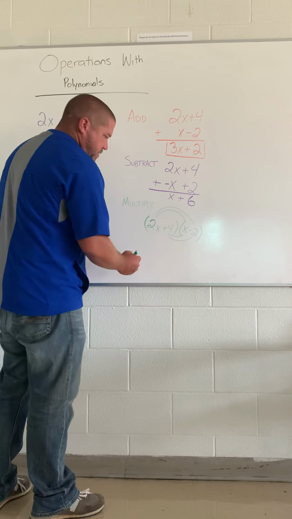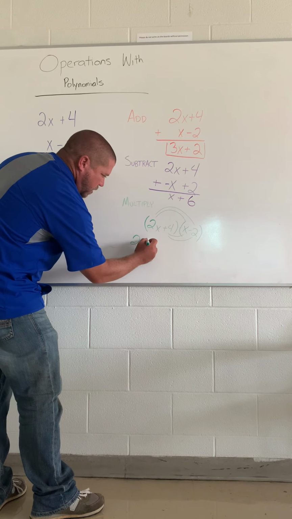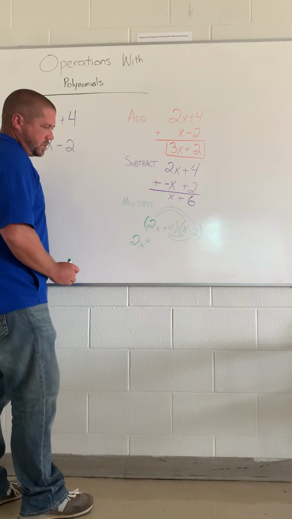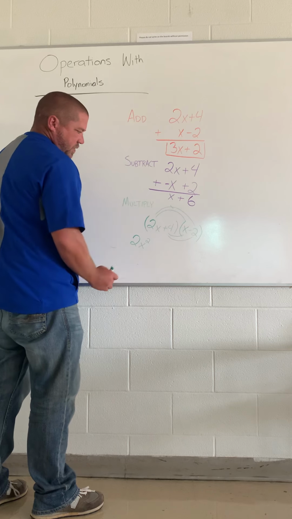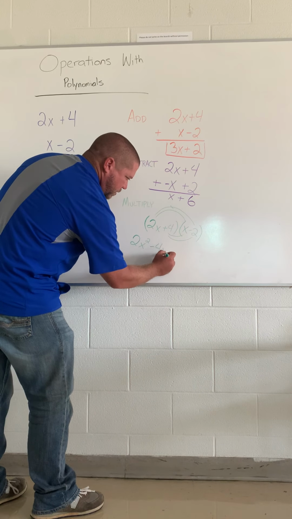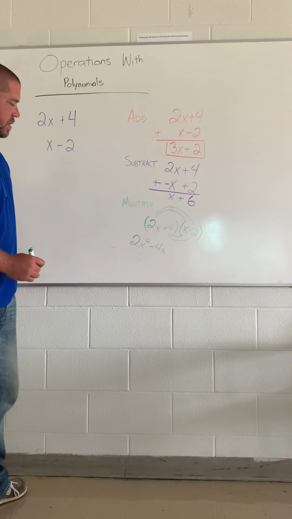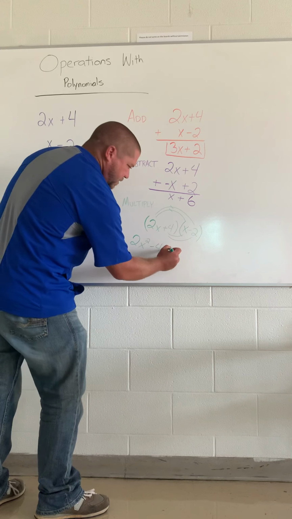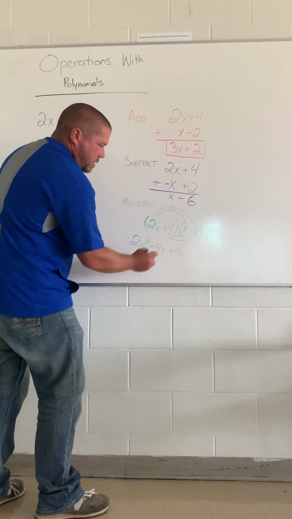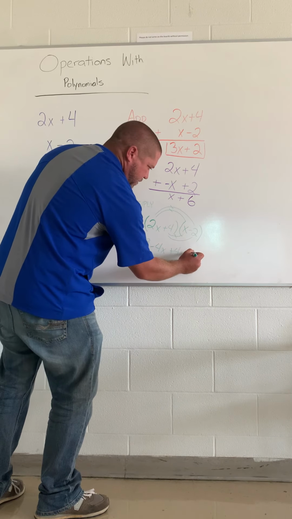So 2x times x is going to give us 2x squared. Okay, so we've knocked out that first one. 2x times negative 2. 2 times negative 2 is 4. And there's only 1x, so we don't have to multiply the x by anything. 4 times x is 4x. Four times negative 2 is negative 8.